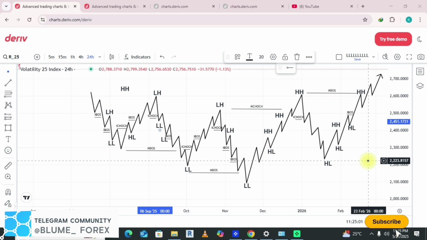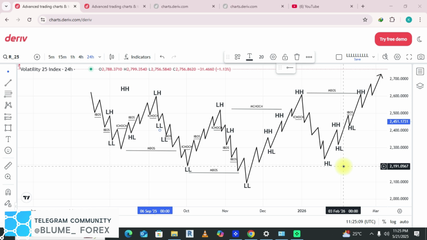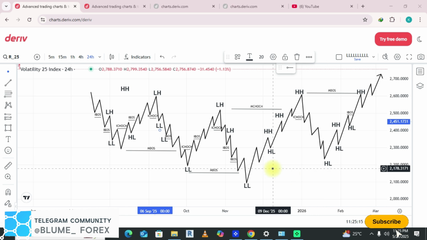And if you don't understand change of character, break of structure, I-BOS, I-CHoCH, which is internal break of structure, internal change of character, M-CHoCH, M-BOS, major break of structure, major change of character, it will be difficult for you to know where the market wants to move next, right? Understanding change of character and break of structure together helps you know almost at any point in time where the market wants to go, right?